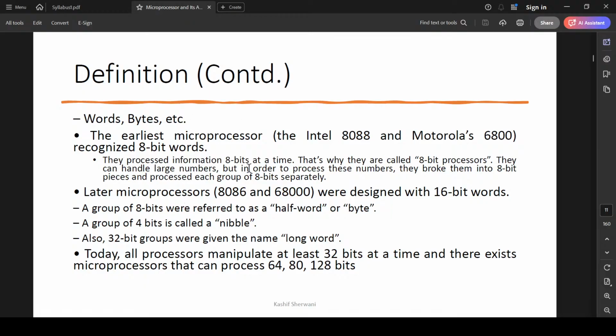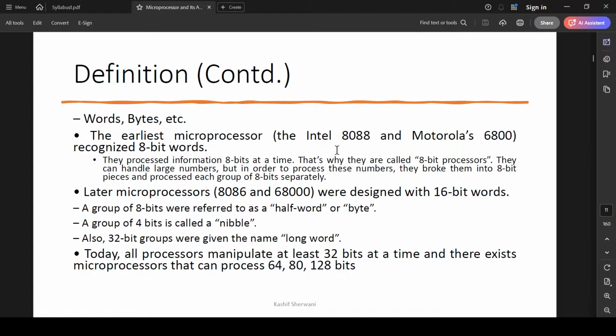They can handle large numbers, but in order to process these numbers, they broke them into 8-bit pieces. For example, there is a 16-bit number. What the microprocessor did was break the 16-bit number into two 8-bit groups. So it can also do the function of a 16-bit number and process each group of 8 bits separately.